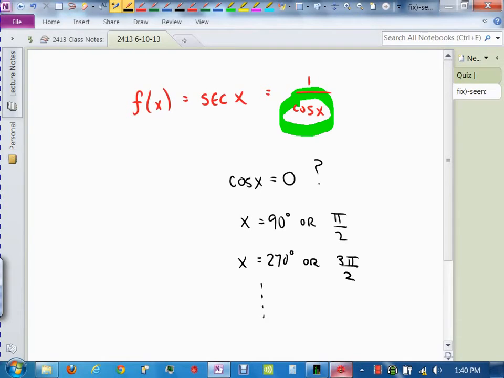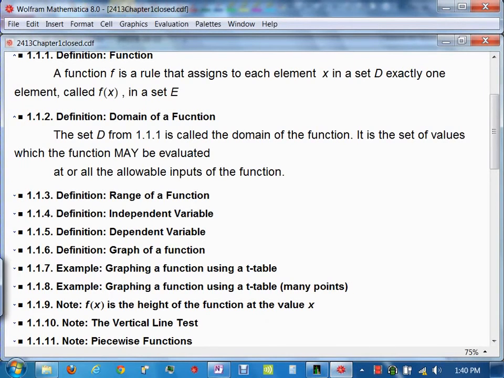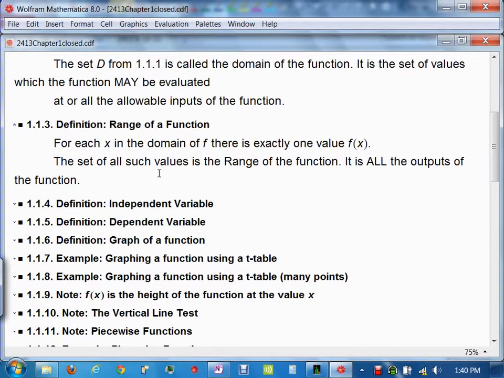All right, let's get back to it. So the domain is basically everything that can be plugged in. The range of a function is, for each value we plug in, something comes out, right? As long as we can plug it in, there's something that comes out. If we take everything that comes out of the function, that's called its range. It's all the outputs.